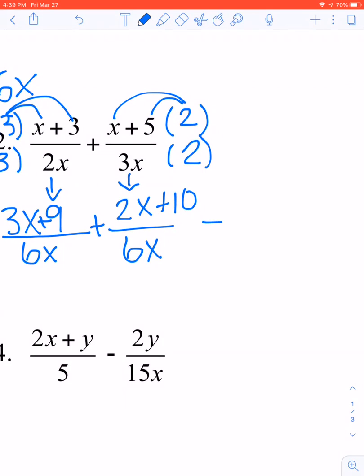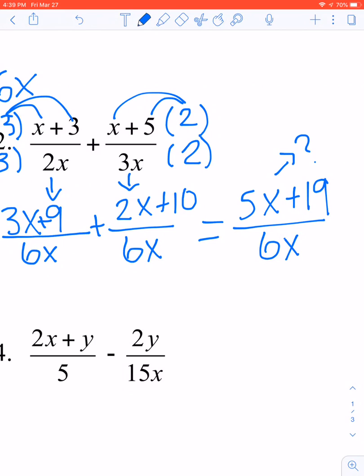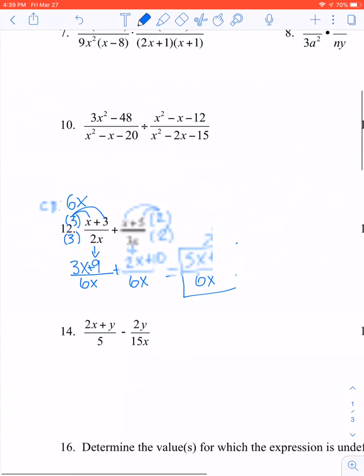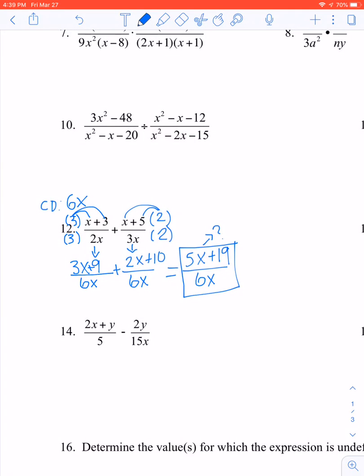Then we can add them as one big fraction over 6x, our common denominator. So 3x plus 2x is 5x, and 9 plus 10 is 19. And now we try to factor. If we can't factor anything out, this is our final answer. Is there a greatest common factor on the top here? Is there anything we can factor out? 5x plus 19? No. And the bottom is 6x, and you can't cancel anything. You cannot cancel the x on the top and the bottom because the top is attached to a bunch of other things. So this is your final answer for number 12. You can write that in there.